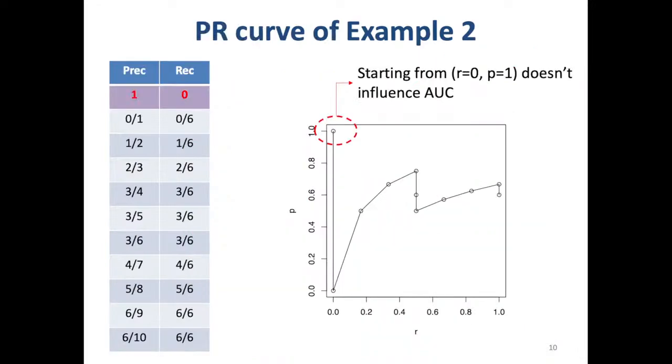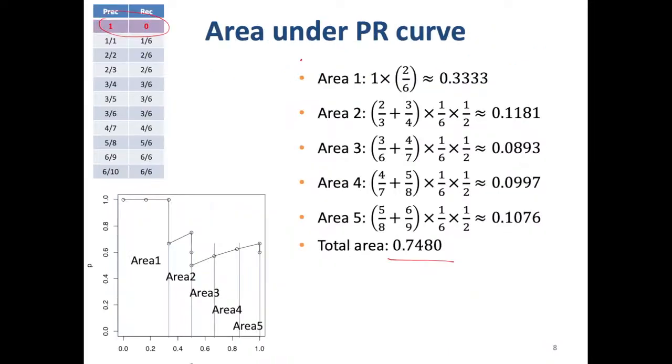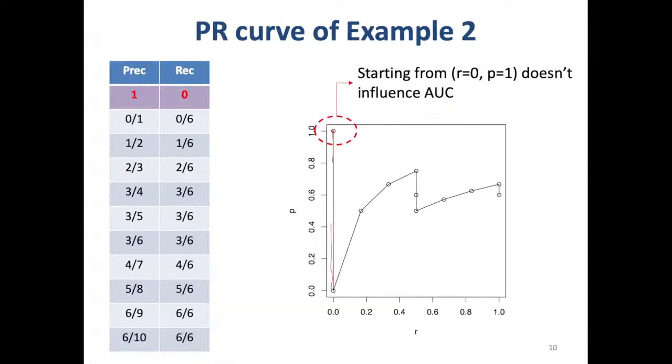Okay, so let's look at this here. No matter you start from 0, 0 or 0, 1, in this case, they don't give you much difference. When we compute the area on the curve, they don't give us any difference. Okay, so for PR curve, we will just define this as 1, because anyhow, we just define it as 1. Okay, so we'll start from this point and then draw all the other things.